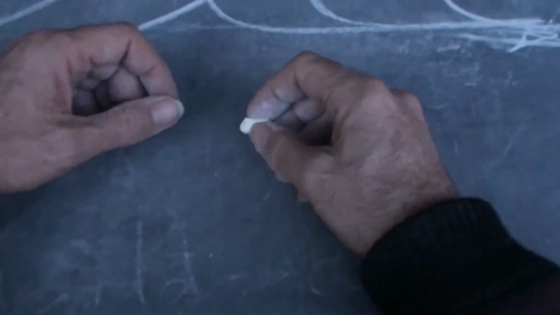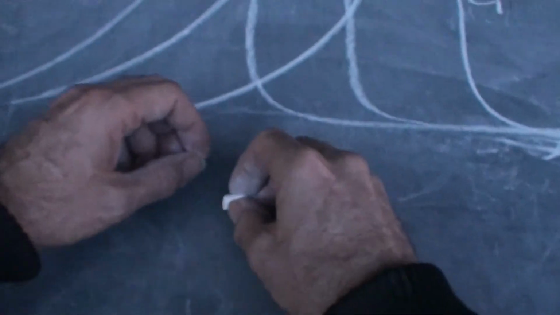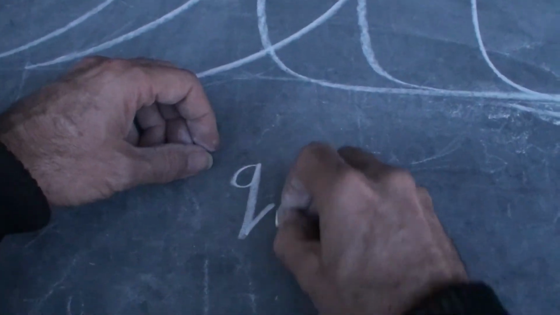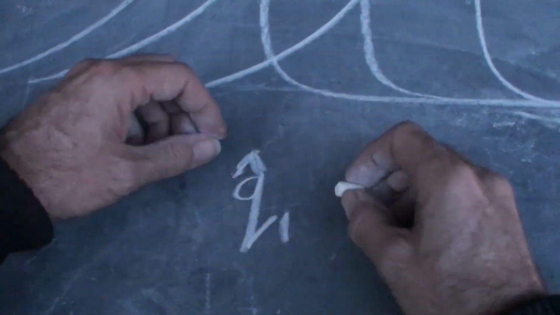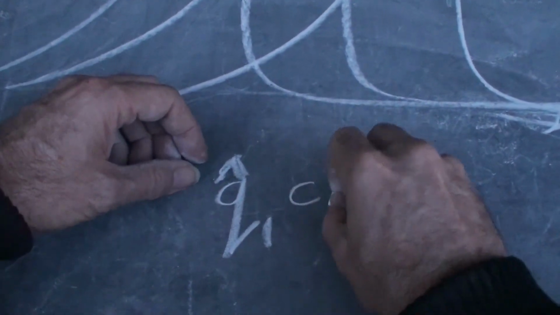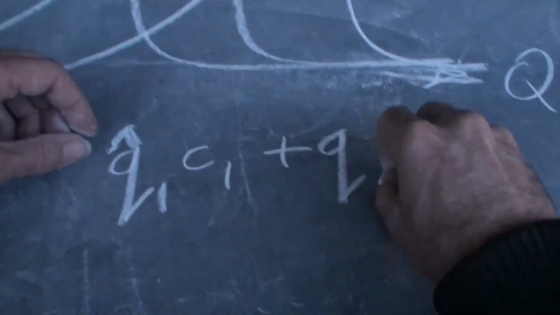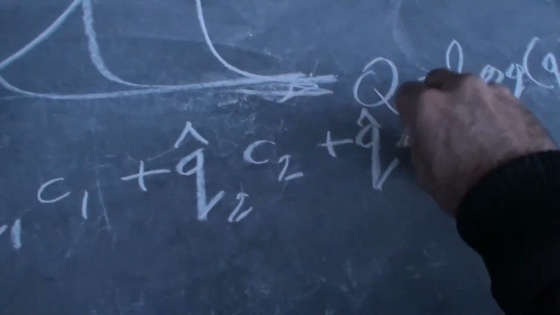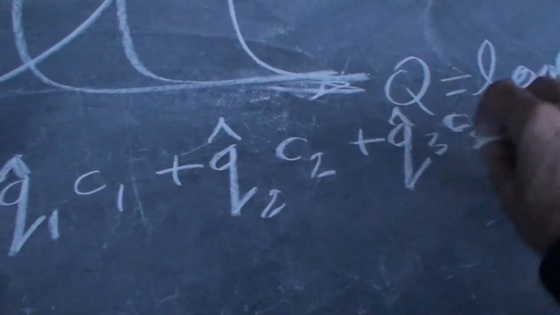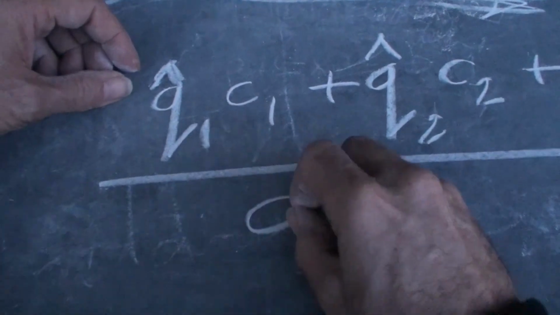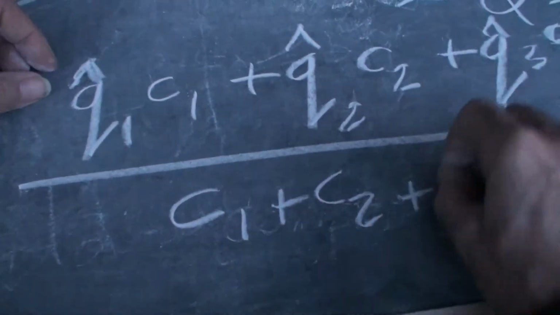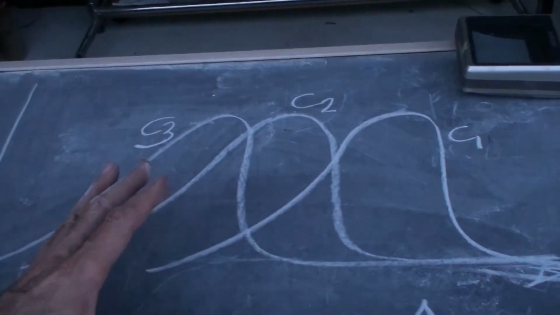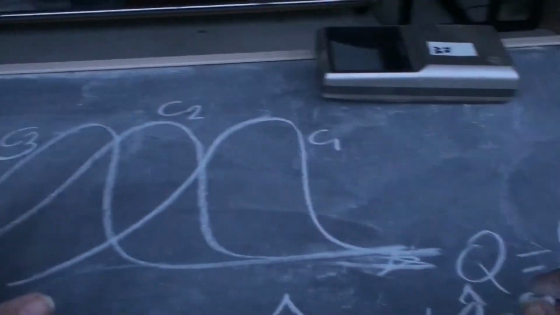So we take this weighted sum: the estimate of Q1 times C1, plus the estimate of Q2 times C2, plus the estimate of Q3 times C3, weighted by those certainty functions, divided by C1 plus C2 plus C3. We take this weighted sum of the certainties in order to calculate the actual final output image.